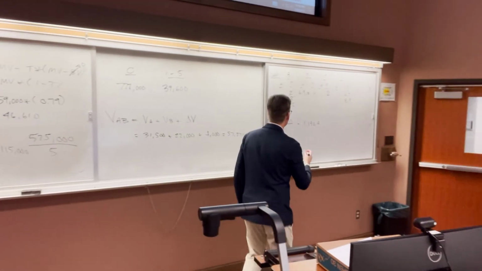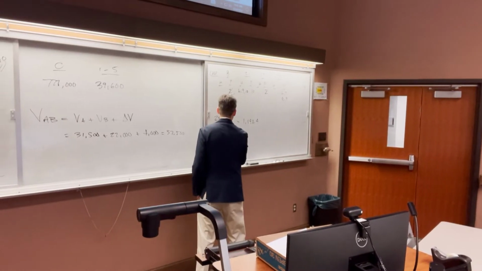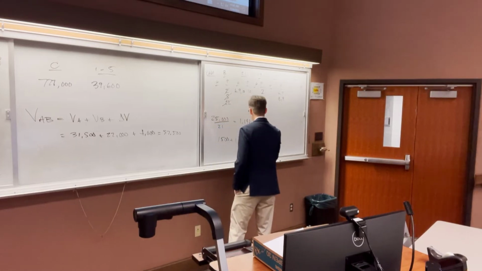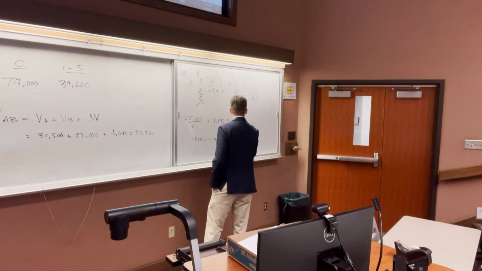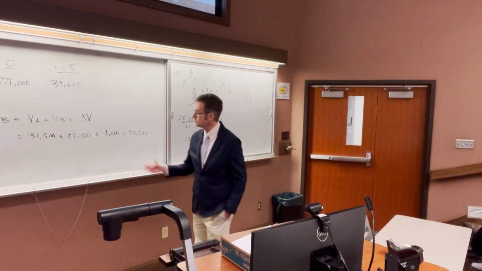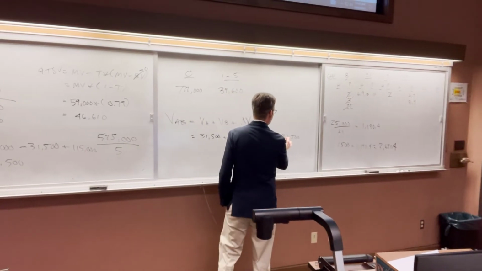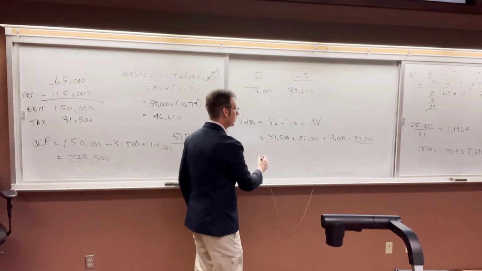So how many shares are we going to have now? So we've got 1,500 plus 1,190.4 is equal to 2,690.4. So that's the number of shares that are going to be outstanding. And we know that the firm is going to be worth that much, right?